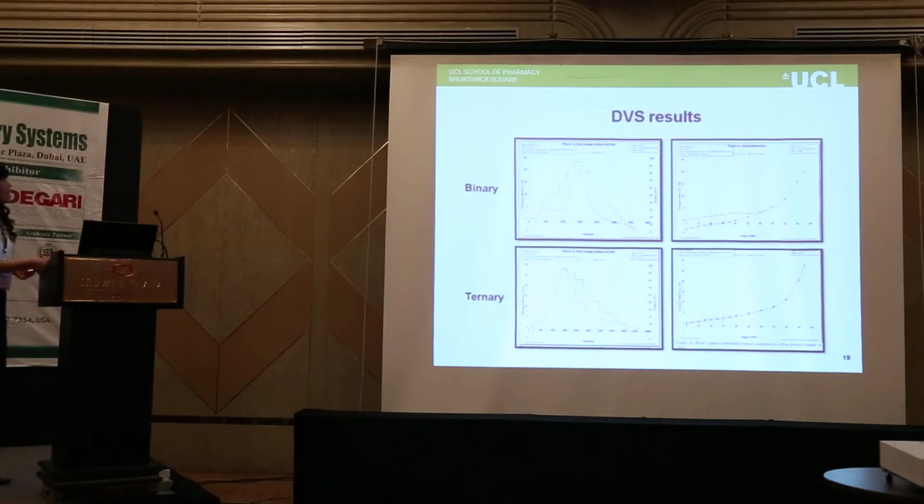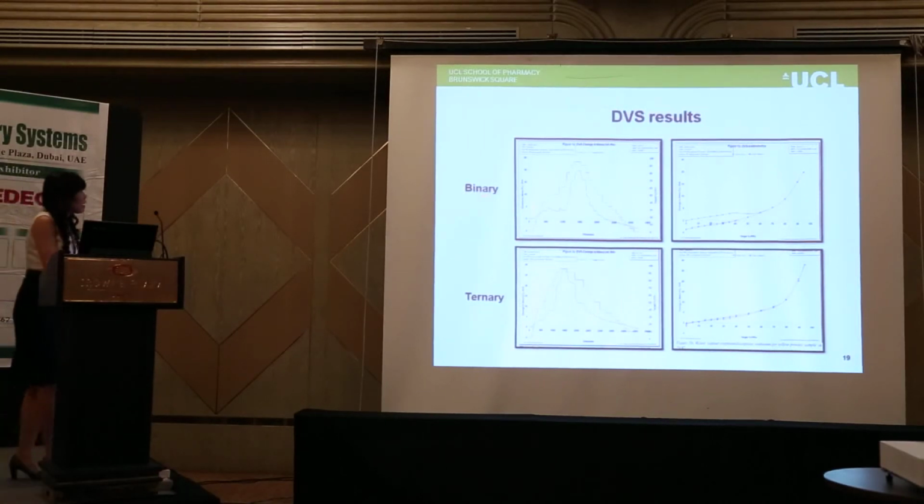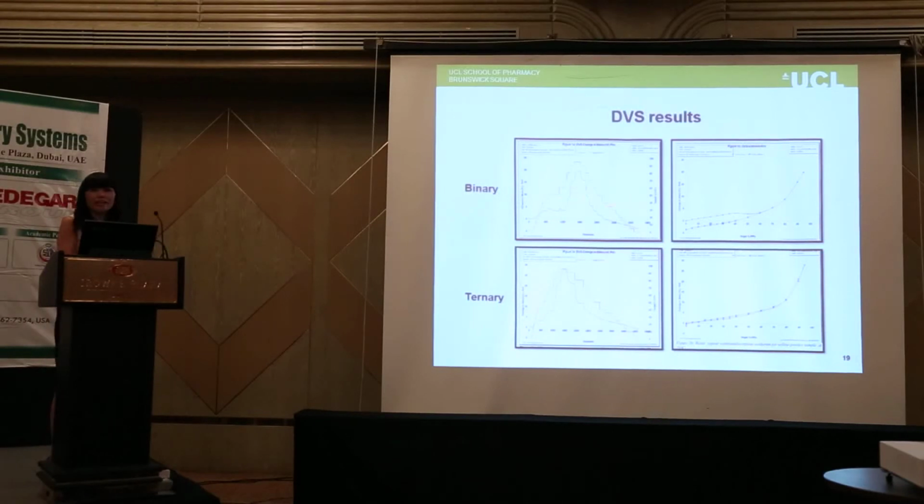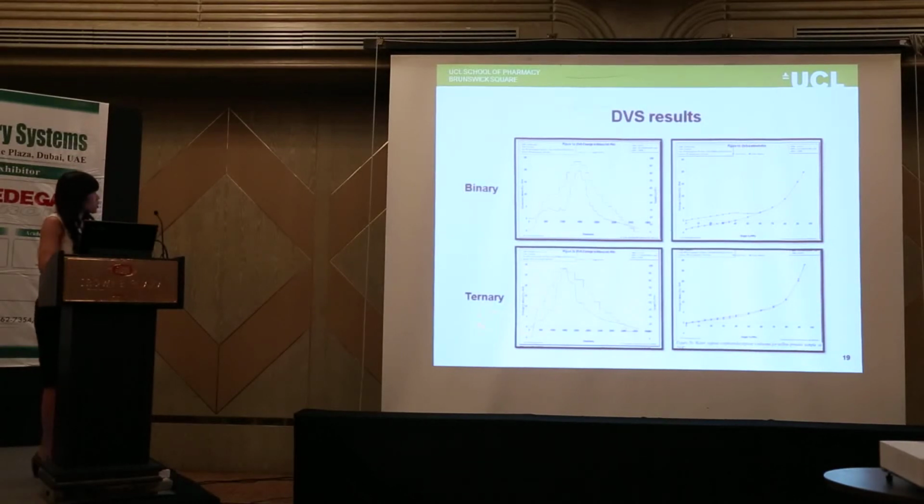So with the DVS study, as you can see here, the binary system basically absorbs water around 50 relative humidity. And for the ternary system, it's about 70. That really indicates that Zhao really helped in this system.